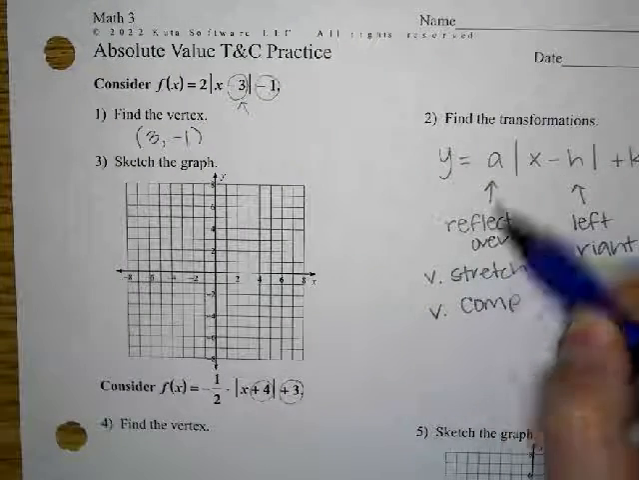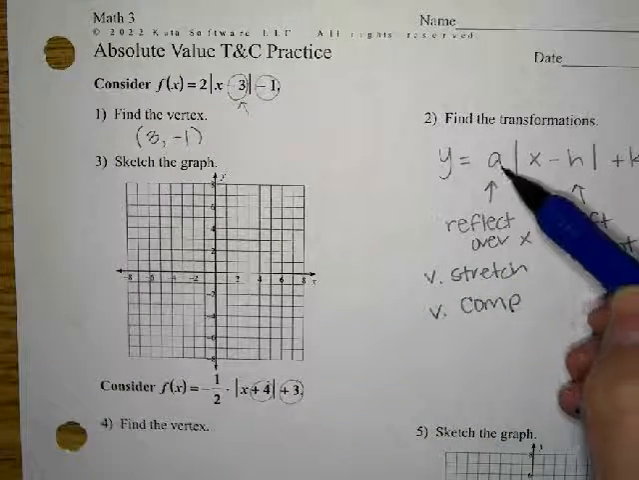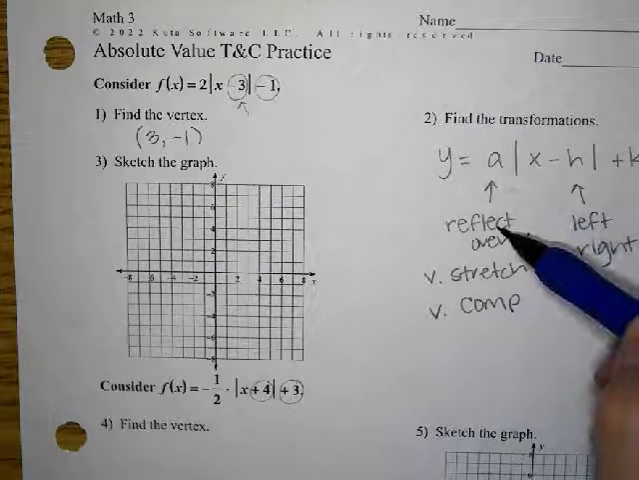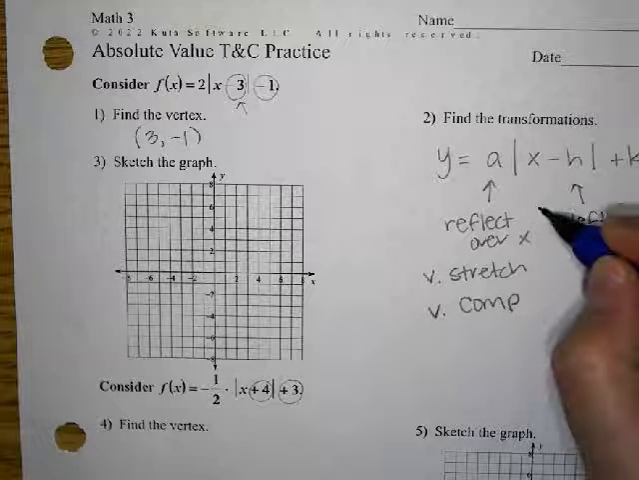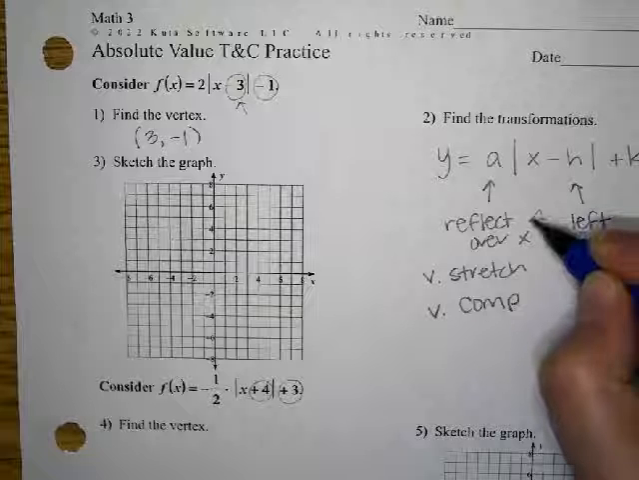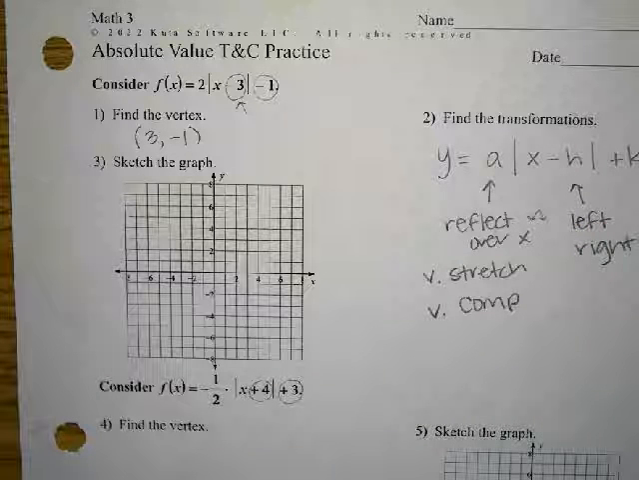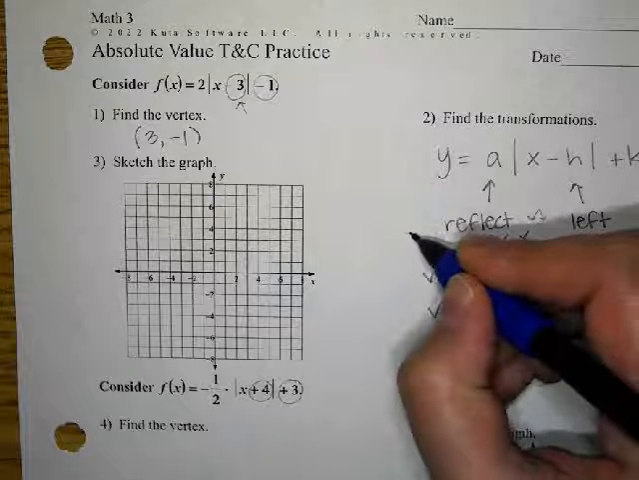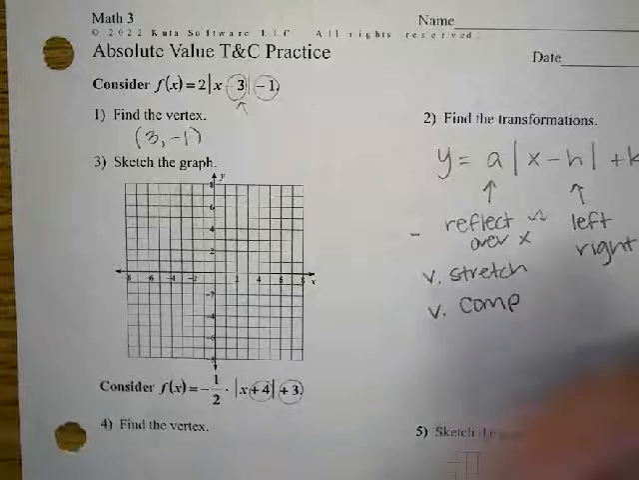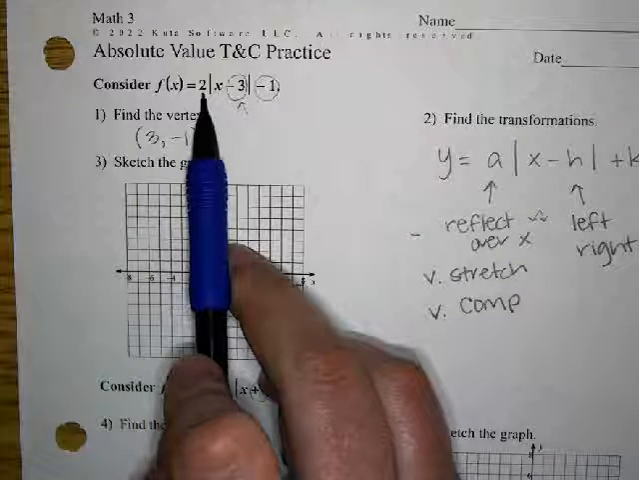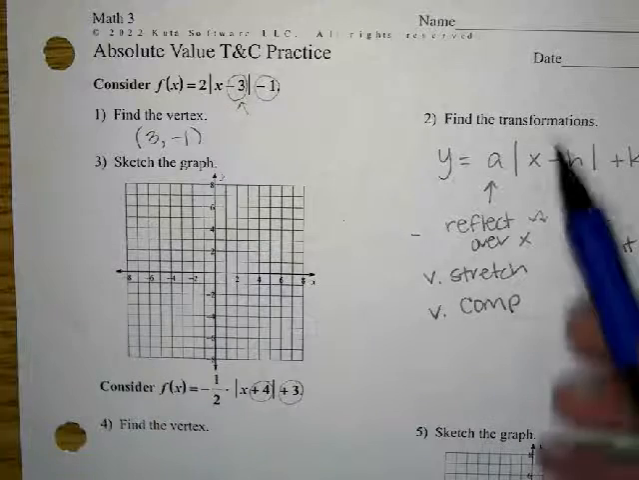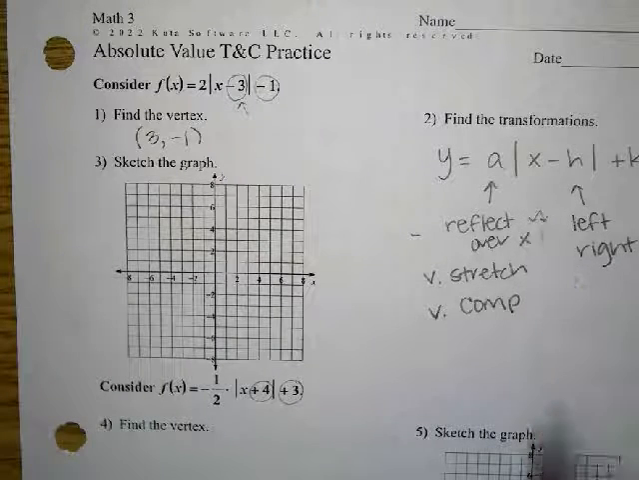So for the first number, if it's got a negative in the front, then that means it reflected over the x, which means that the V graph is upside down instead of right side up. That's what it means if it's reflected over x, and it means that there's a negative in the front. So that did not happen to this graph. This graph is a +2, so there's no negative in the front. That transformation did not happen.